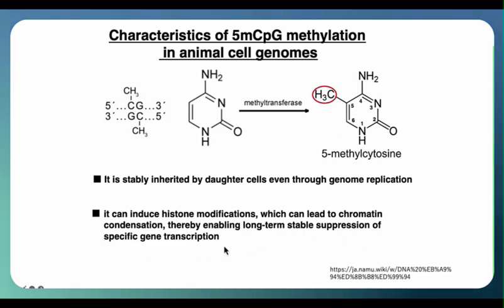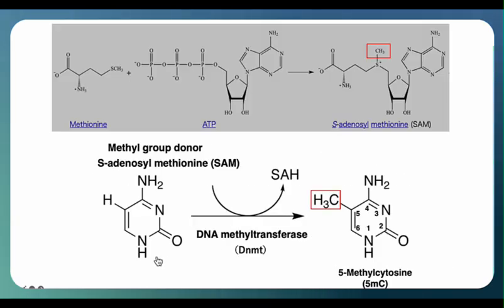genes over long periods. The enzyme that catalyzes the methylation of cytosine is DNA methyltransferase, abbreviated as DNMT. The methyl group donor used for the transfer is S-adenosyl methionine. S-adenosyl methionine is a complex of the amino acid methionine and ATP, as shown in this figure.